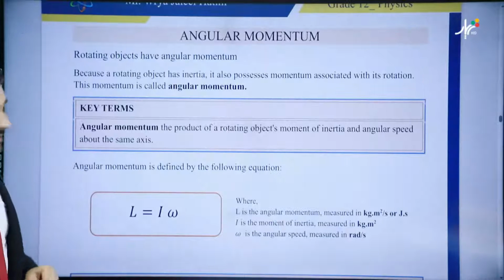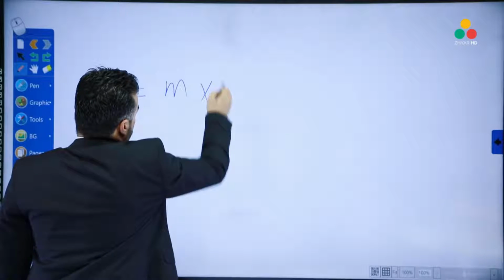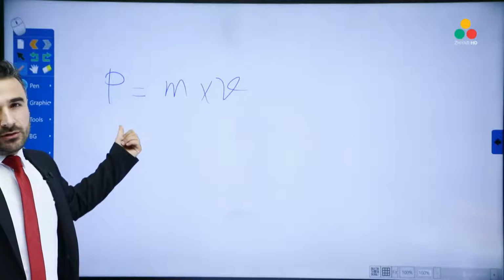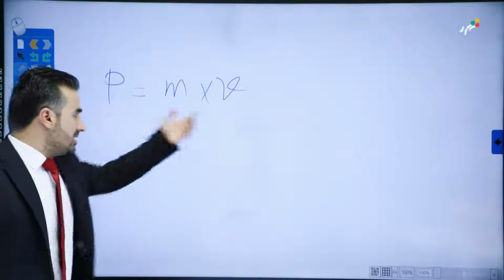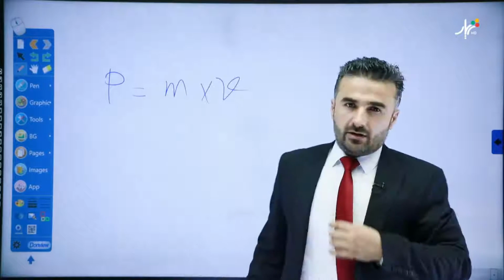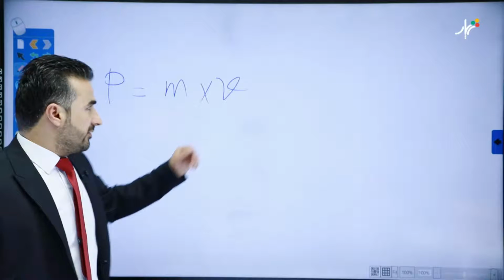So you've studied about momentum in grade 11. Momentum was mass times velocity. And of course, momentum was a vector, correct? It could be to the right, could be to the left, could be positive, could be negative as well. And this is the mass, of course.